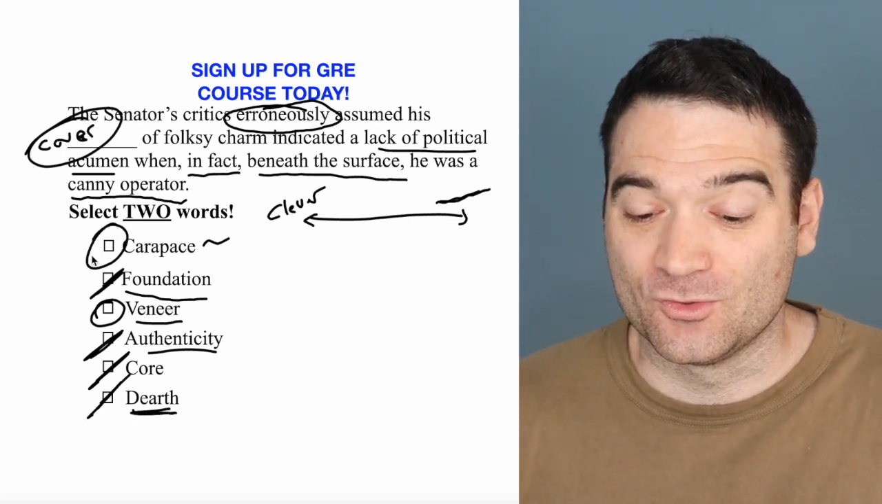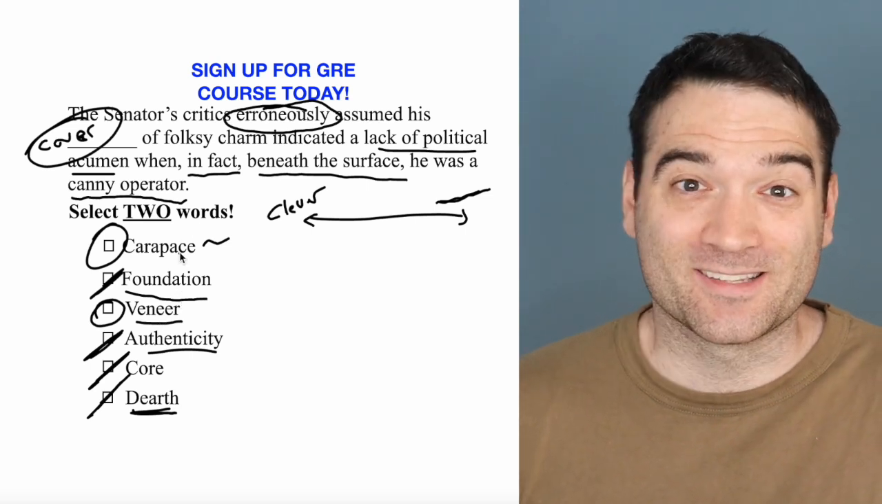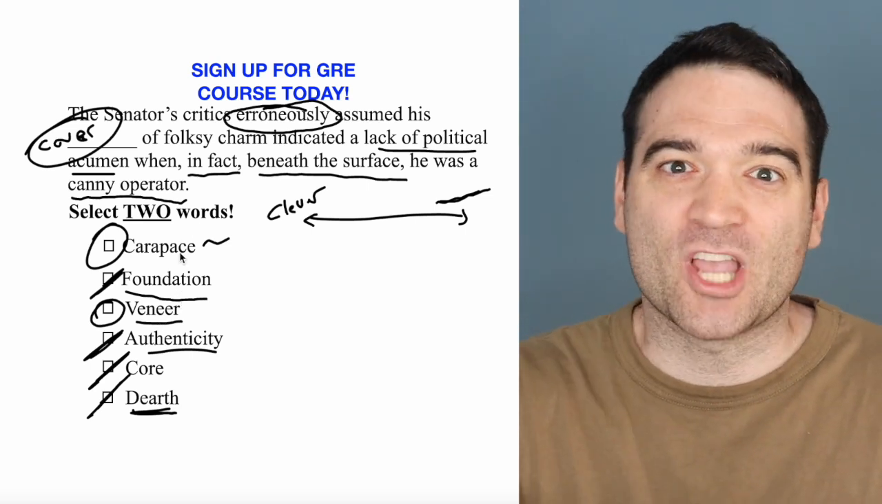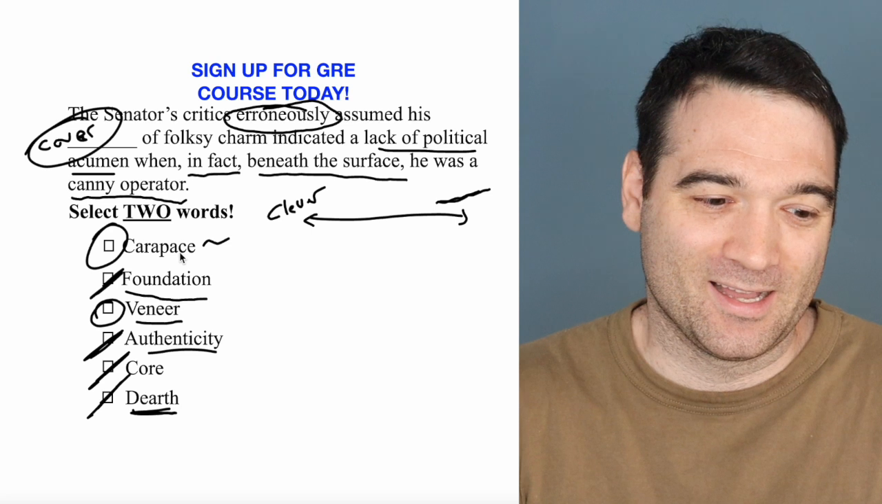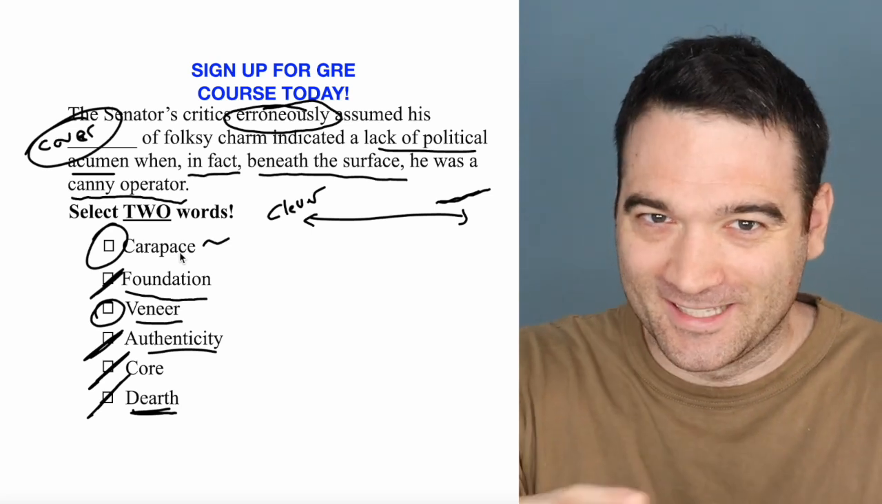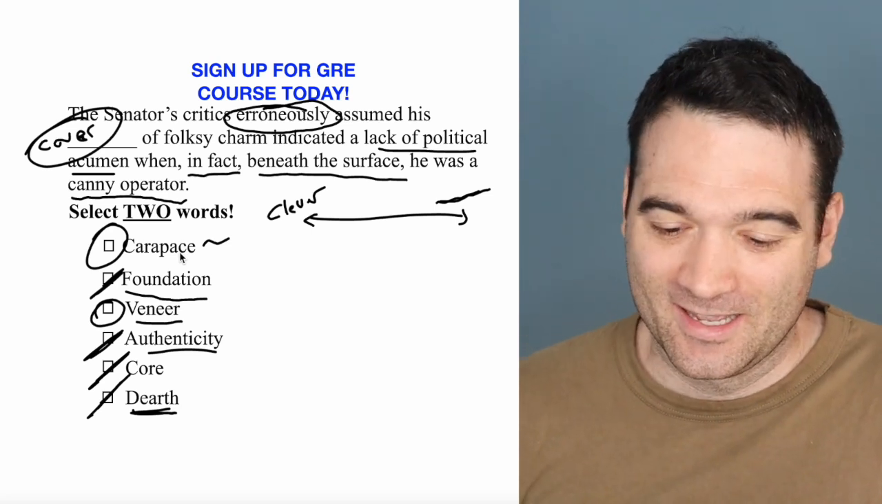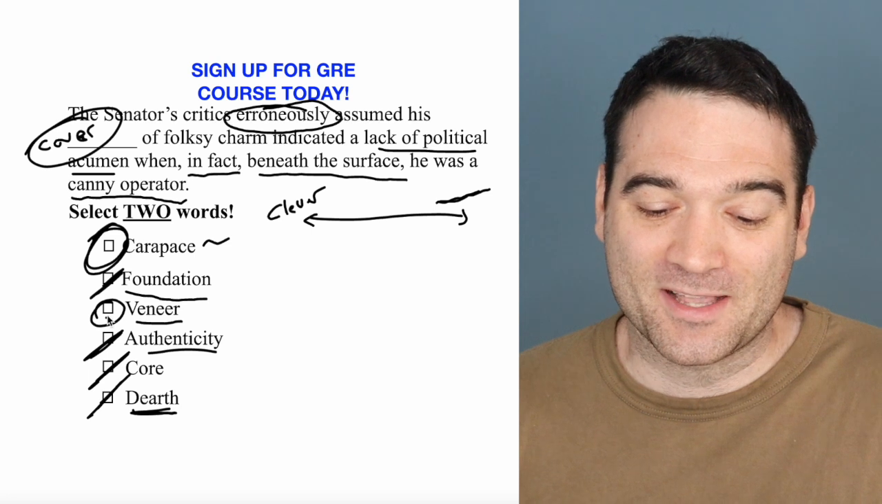So we have to choose carapace, which means a cover. It literally means, by the way, a shell. So if you're looking at a crab, it has a carapace over it. So correct answers here are carapace and veneer.